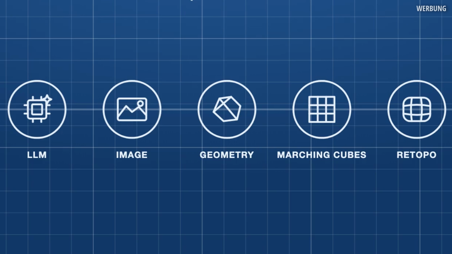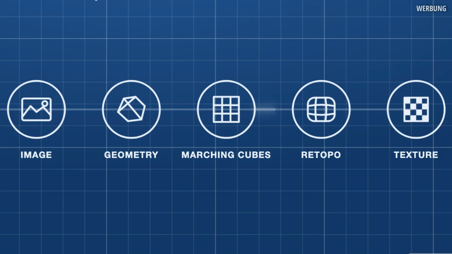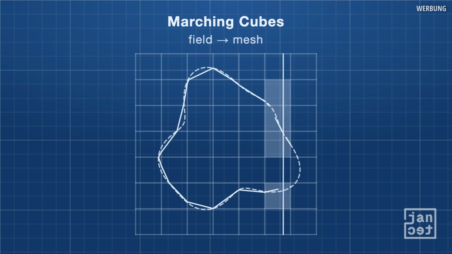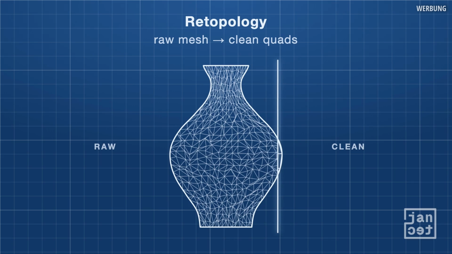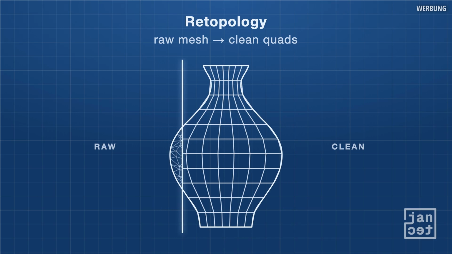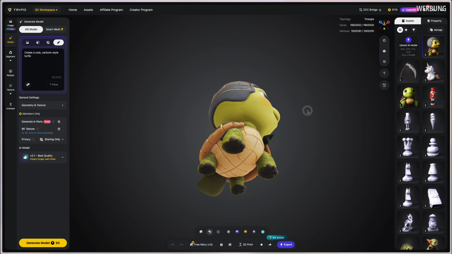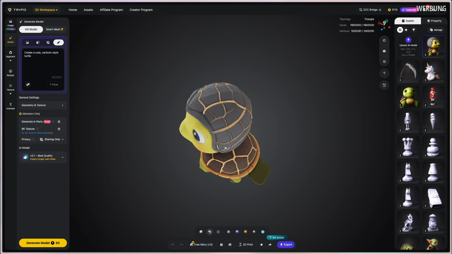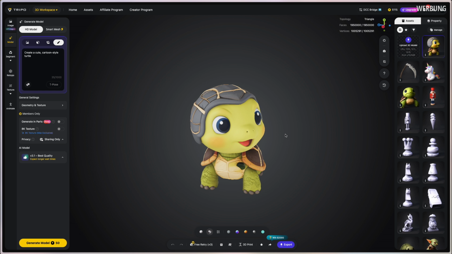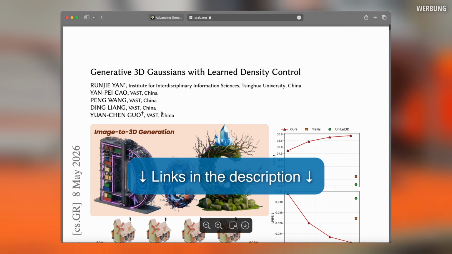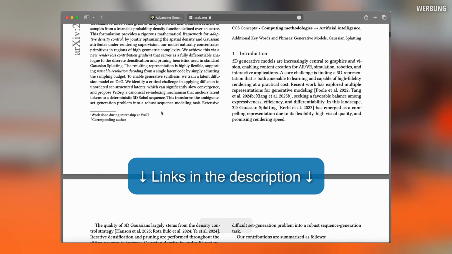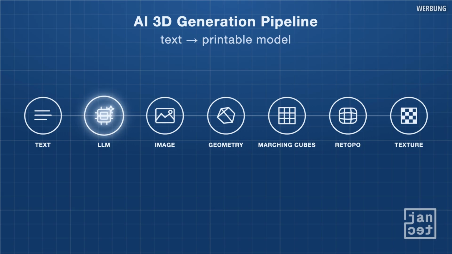Once the shape is done, an algorithm called marching cubes extracts the actual polygon mesh from it. Then retopology cleans up that mesh, and finally an optional texturing stage paints the model from multiple views. If you want to dive deeper into the research behind this, Tripo publishes their papers openly, and I've linked them in the description. We can extract 3 key insights out of this pipeline.